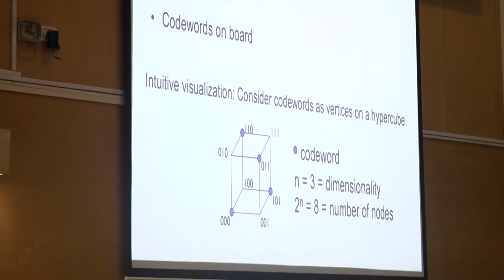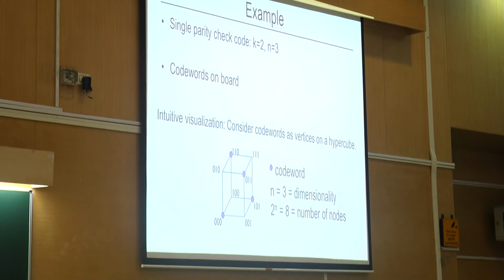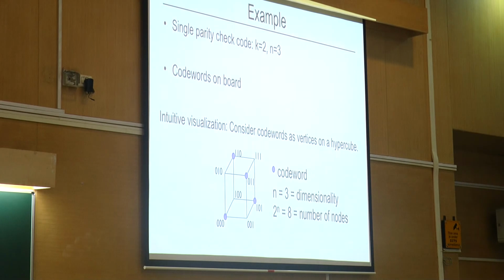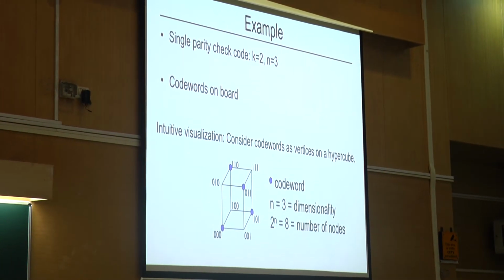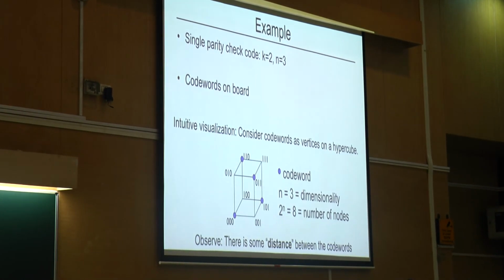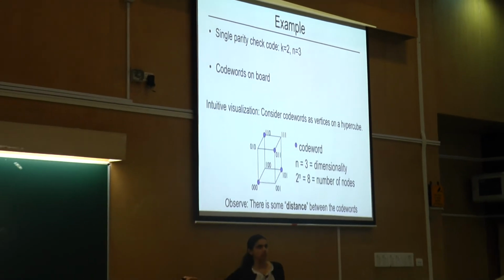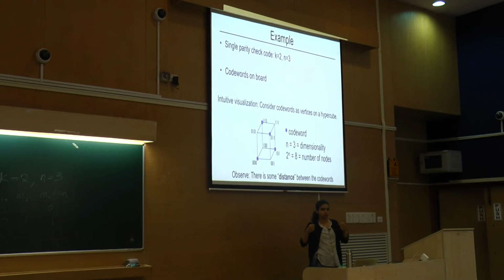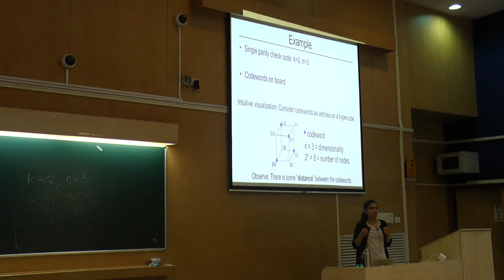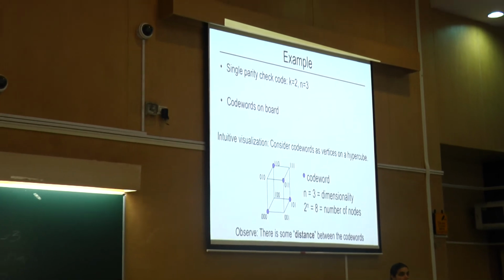So in general, out of all possible vectors, code design is choosing some subset of those vectors so that they have some good properties, and that provides resilience. One of the things to observe here is that there is some distance between the chosen vectors. 110 and 111 are adjacent nodes in this hypercube, and no adjacent nodes are chosen in the code. So no 2 adjacent nodes are code words.